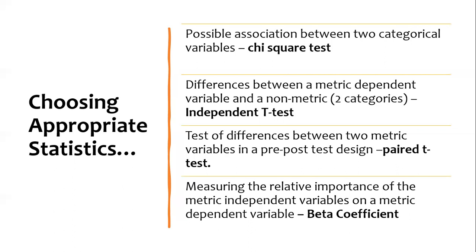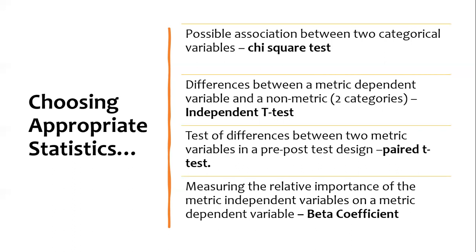So I want to test your memory. If you are to test for the difference between a metric dependent variable and a non-metric independent variable that has multiple categories, more than 2, what are you going to use? You are going to use ANOVA. Excellent. But once there are only 2 categories of the non-metric independent variable, use a t-test. But if you have more than 2 categories, you use an ANOVA.